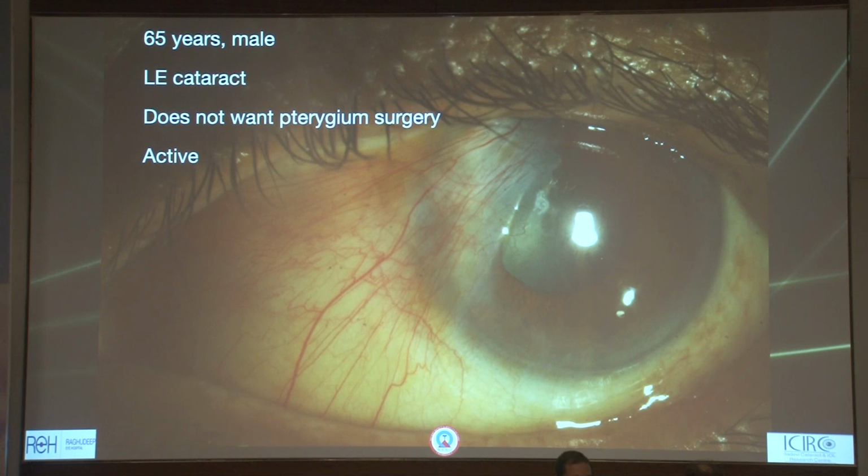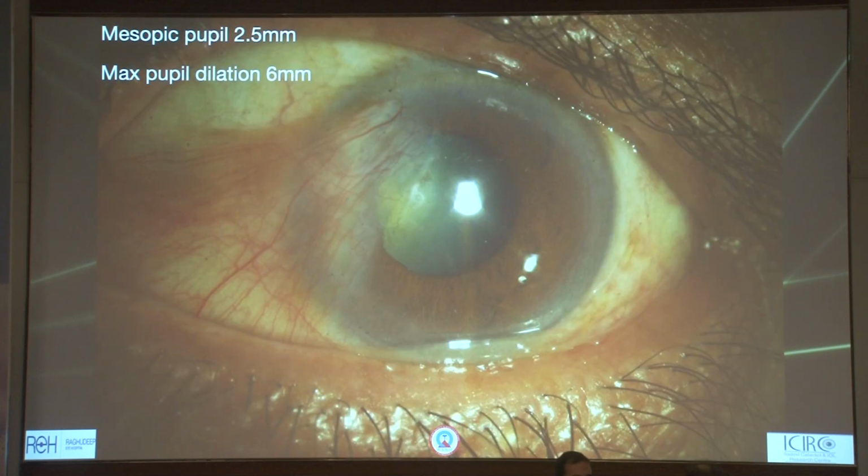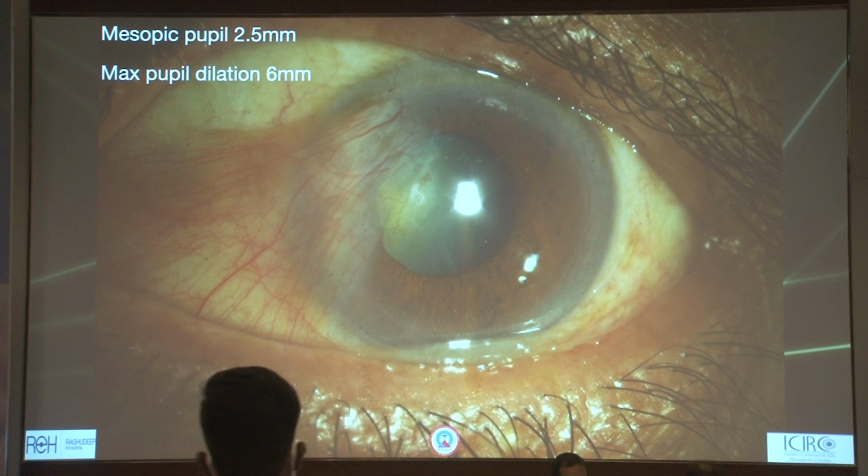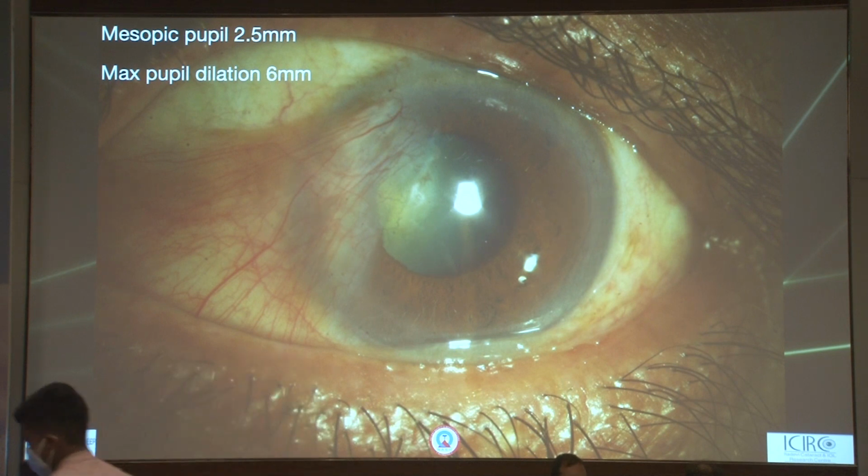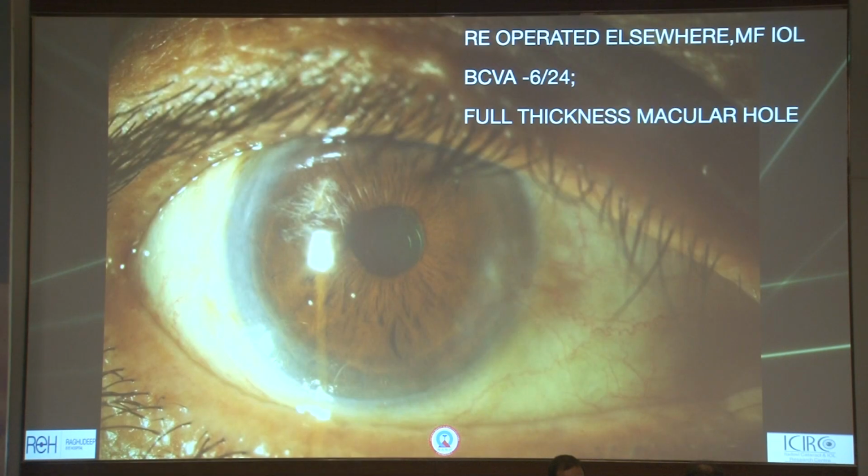This was a very difficult case. A very active businessman, high-flying, absolutely did not want a cataract, did not want the pterygium surgery. He came to us only for the cataract surgery. However much we tried to counsel him, the other thing notable was that his mesopic pupil was only 2.5 millimeters and maximum pupillary dilatation was 5 to 6 millimeters. So he didn't even dilate very well.